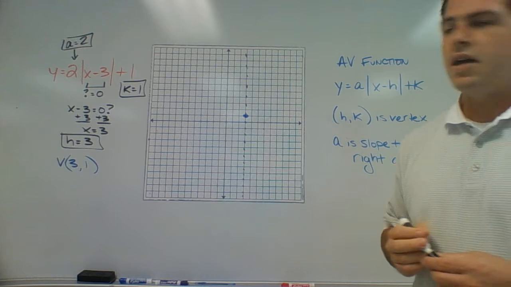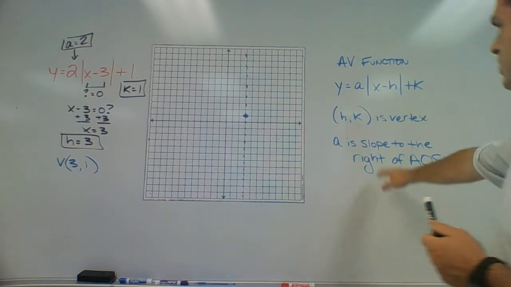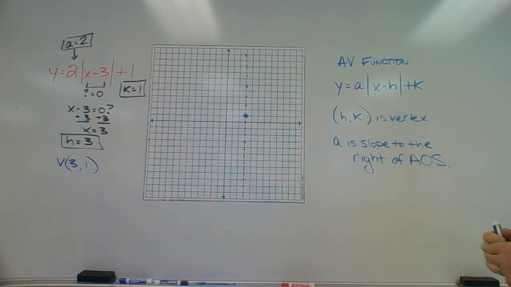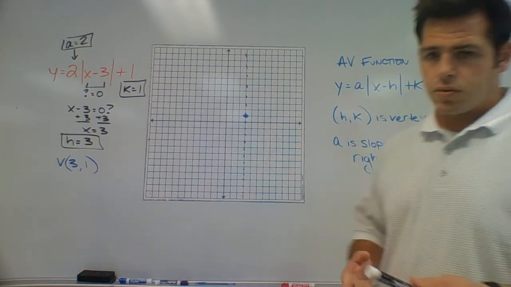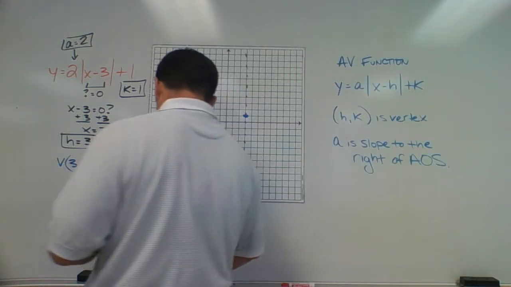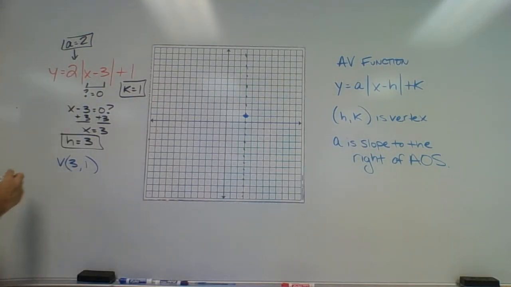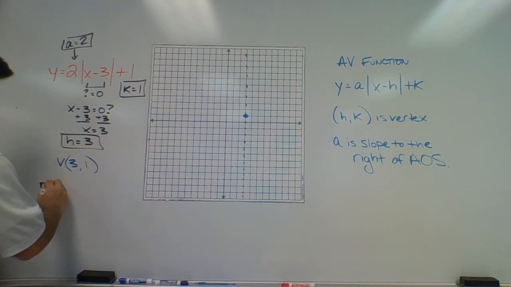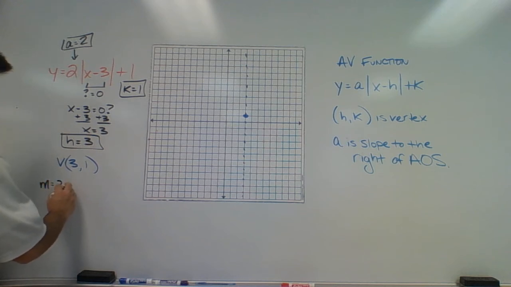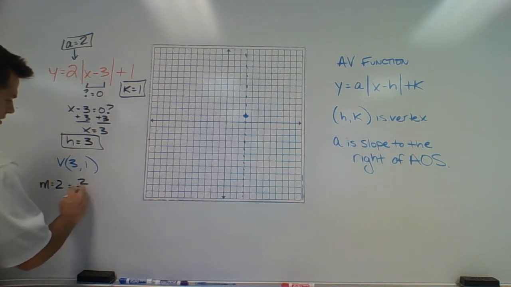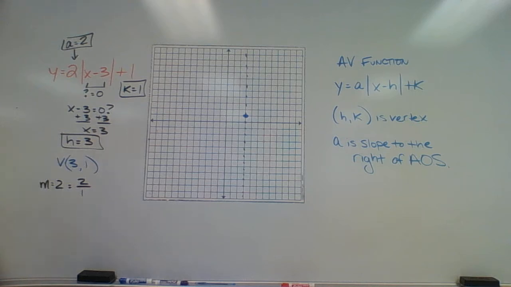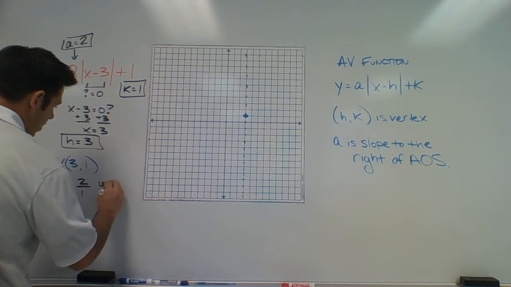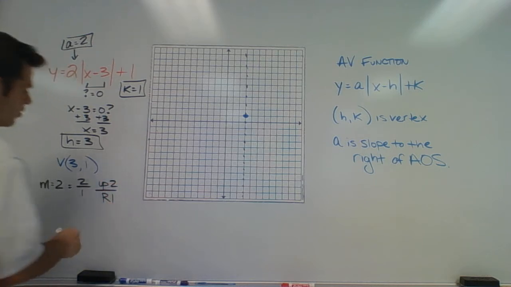Next up, I want to use that A value. The A value here is 2, which means the slope to the right of the axis of symmetry would be 2. Now, with the slope of 2, hopefully we can work back and understand that lowercase m slope is 2, but we might think of it better as a fraction, where it would be 2 over 1. Those numbers are both positive, which means we're going to go up 2 and to the right 1 from the vertex.